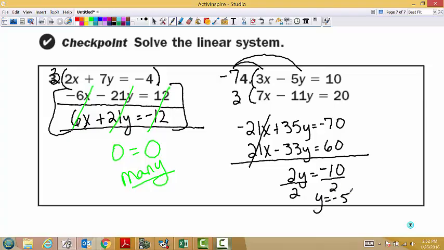And then I plug it into either one of my first equations. Let's do the first one because it has smaller numbers.